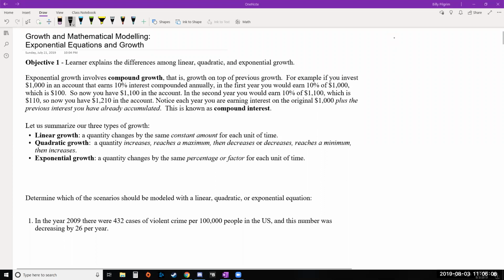We're going to use an example of compound interest, which is a very common application of exponential growth. So let's say we invest $1,000 into an account that earns 10% interest compounded annually. What this means is in the first year, you're going to earn 10% of the $1,000 you invested, which is $100. You add that onto your $1,000, and now you have $1,100 in the account. And the second year, you earn 10% of that $1,100, which is $110, right? So notice first we earned 100, now we're earning 110. If you add that on to what you had, you now have $1,210 in the account.